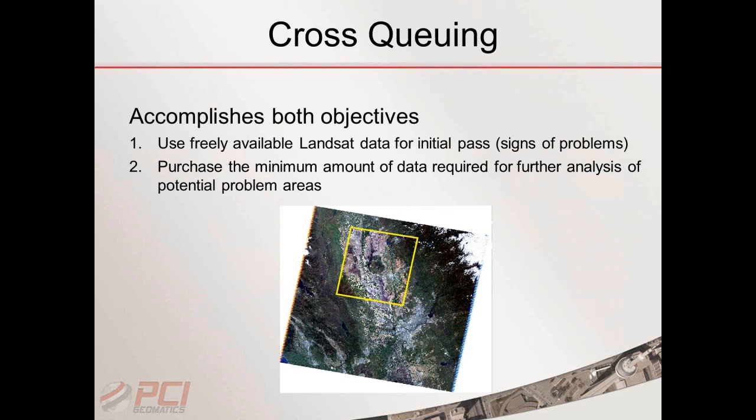So by performing cross-queuing of two different sensors, we're really able to accomplish both of those objectives. First, we can use the freely available Landsat data as an initial pass to just see whether or not we believe there might be a sign of a problem in one of our agricultural fields. So we're able to lower our costs by using Landsat data initially. And then we can purchase only the data that's necessary in order to perform our analysis on the fields that we identified as being potentially problematic.